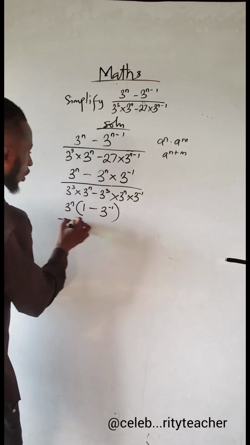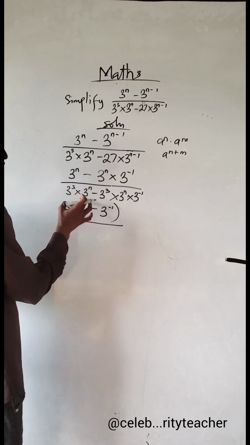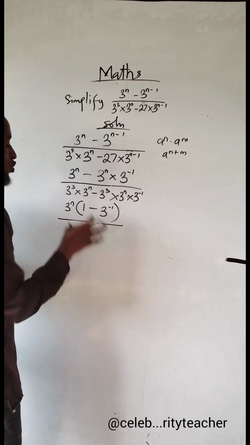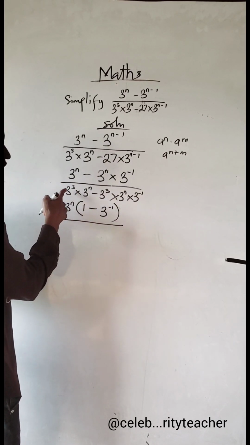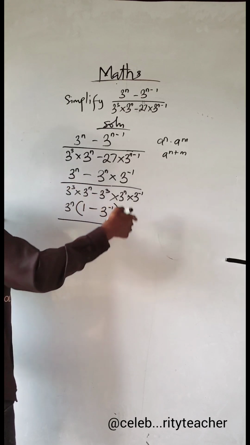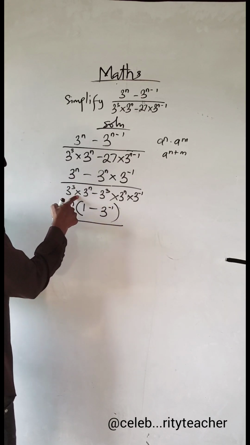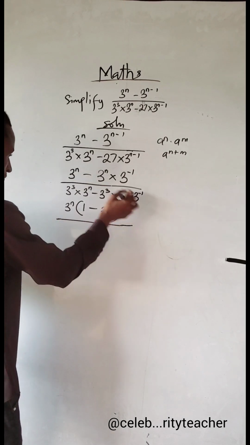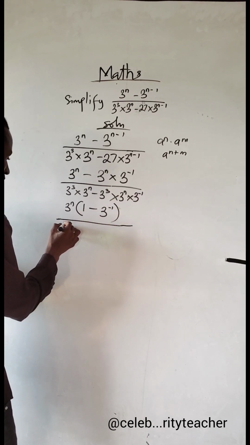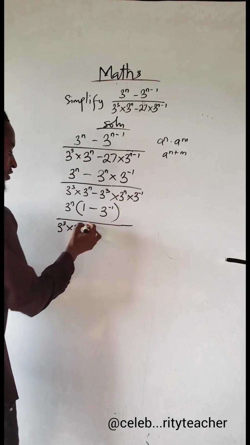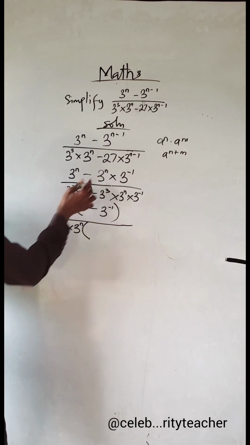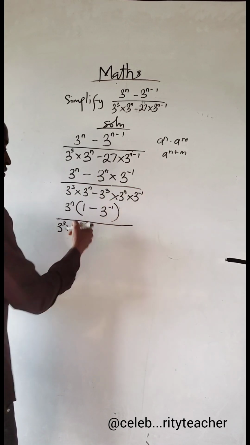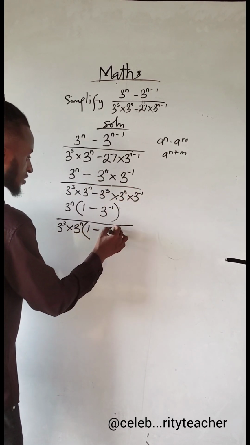You understand? All over, when you come here, this is an expression separated by minus. So what they have in common here is actually 3 power 3 times 3 power n. 3 power 3 times 3 power n is here and is also here. So factor it out, remove it, so you have this as the common factor factored out. So when you cancel this here, you have 1 remaining. If you cancel it here, you have this remaining.